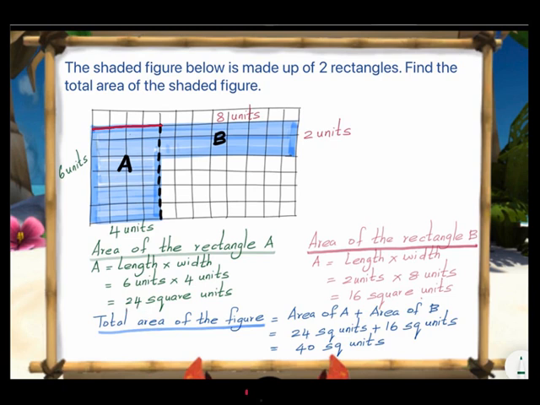Next, let us find the area of the rectangle B. The formula is area equals length times width. So the length is 2 units. So this is the side length of the rectangle B. So this is the rectangle B that we have to find the area of. So the side length is 2 units and the other side length is 8 units. So the length is 2 units and the width is 8 units. So we know that 2 times 8 is 16, and units times units is square units.